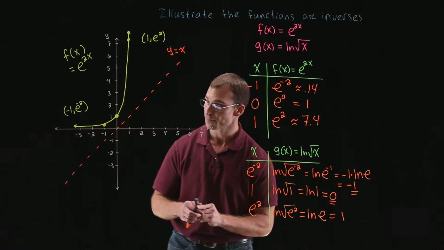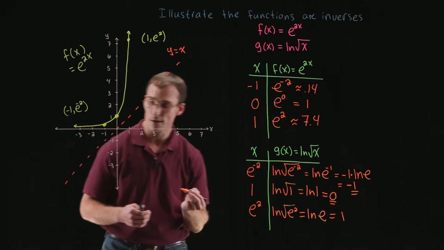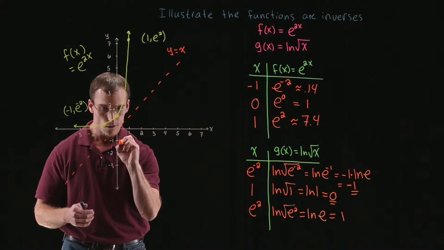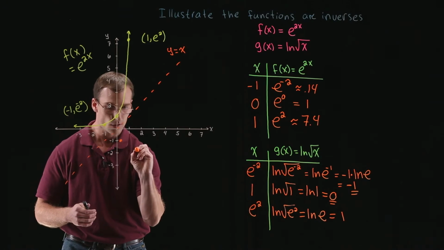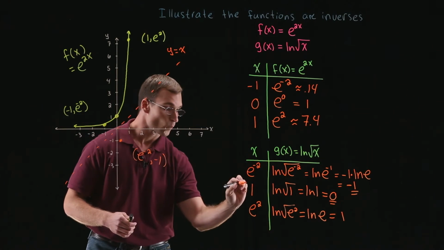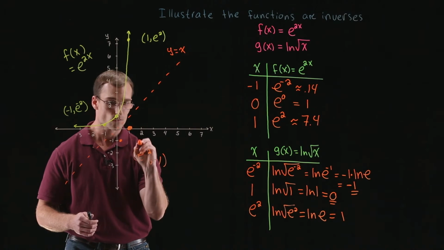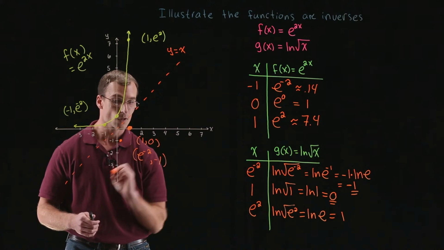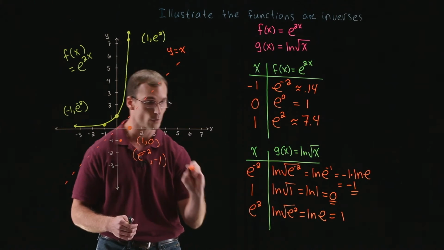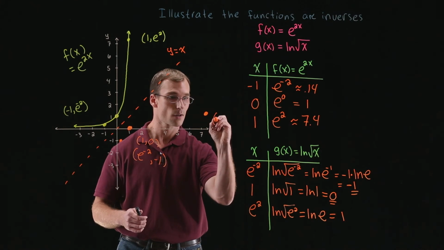But let's go ahead and sketch the graph. So e to the negative 2, we have a y value of negative 1. e to the negative 2 is about 0.14. When x is 1, we have a y value of 0. And lastly, when x is e squared, or approximately 7.4, we have a y value of 1. So at about 7.4, we have a y value out here at 1.